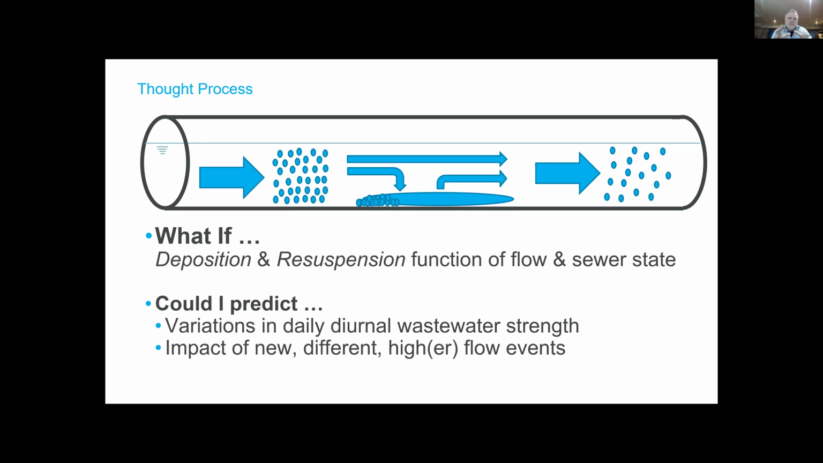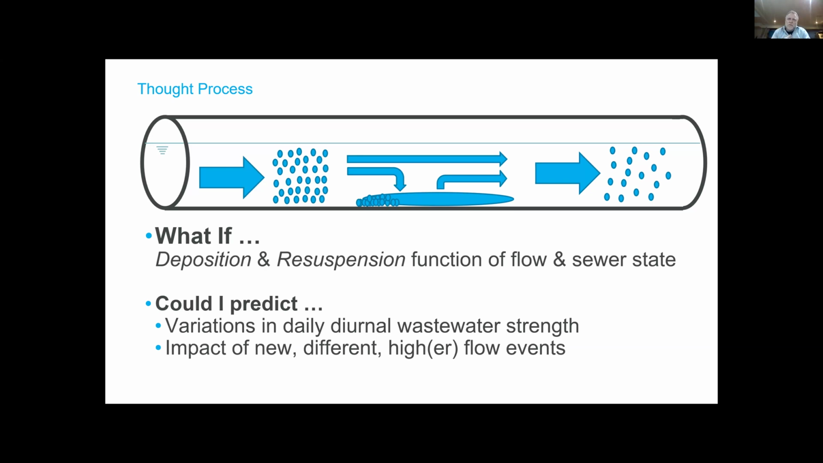So you have this deposition during dry days. You have a net deposition of material in the sewer. It starts to rain, and you have a resuspension of that material, which then eventually hits the treatment plant.